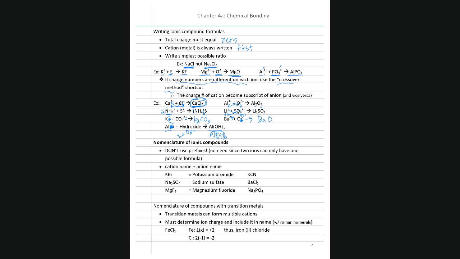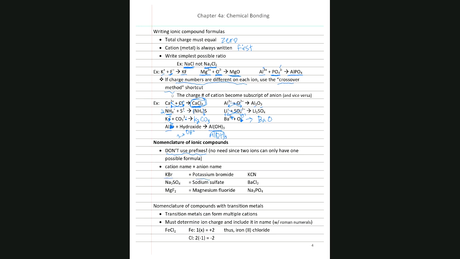So because of this, we don't need to use prefixes when we are naming ionic compounds, because calcium chloride, there's only one way that calcium and chlorine can combine to form an ionic compound. So by saying calcium chloride, we should be able to figure out the formula. So when we name ionic compounds, it kind of seems easy. Naming them is easy because we don't need to use any prefixes. What can be tricky is going backwards from the name to the formula. So here we go.